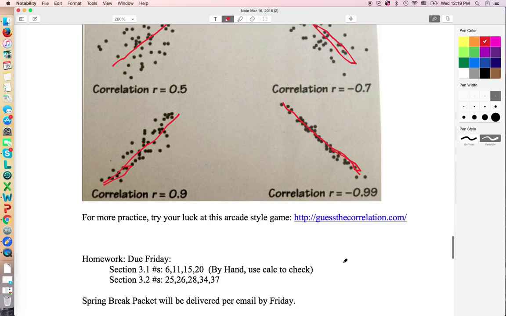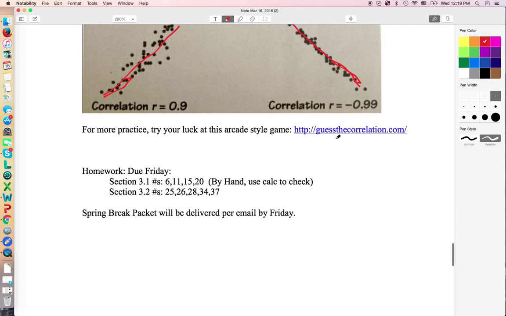Only way you get good at it is to practice. My advice is try this cool website called guessthecorrelation.com. You give yourself a username and you play an arcade-style game where you're guessing correlations and getting points. I think it's a lot of fun. I enjoyed it. I ended up playing for like half an hour.